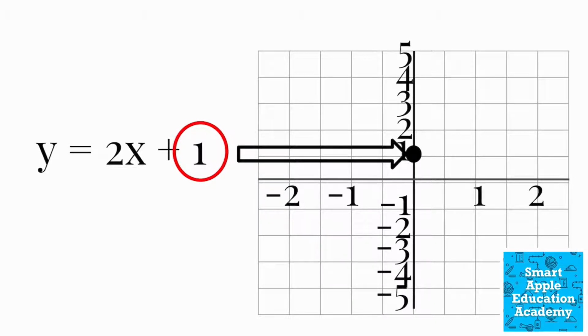Now let's find another point. So how are we going to do that? Well, let's look at the slope. What is the slope in this equation? Remember, the slope is like the rate of change.